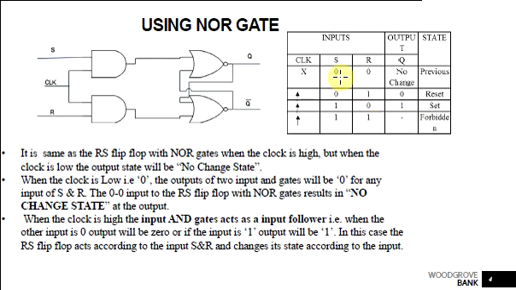This is not only for S equal to 0, R equal to 0, it is applicable for all combinations of S and R. So we are supposed to put a cross in these two columns. When we give a clock pulse, these two AND gates will be active, and in that case it will act like a normal SR flip-flop.